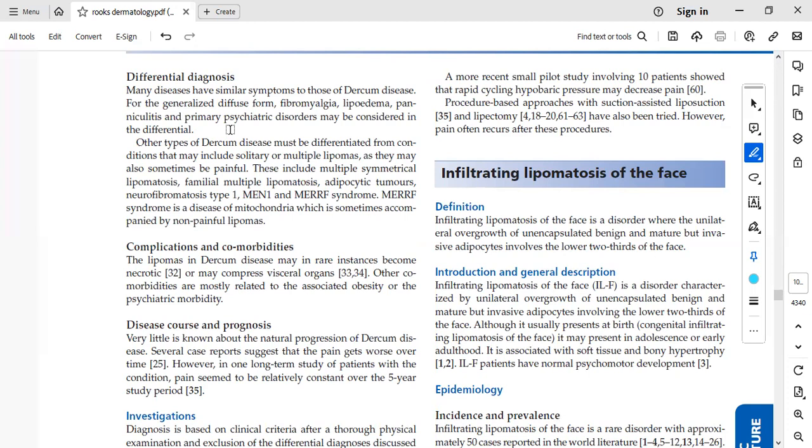The complications and comorbidities of Dercum disease are that it may compress the visceral organs and it can become necrotic. Other comorbidities are mostly related to associated obesity or psychiatric morbidity.